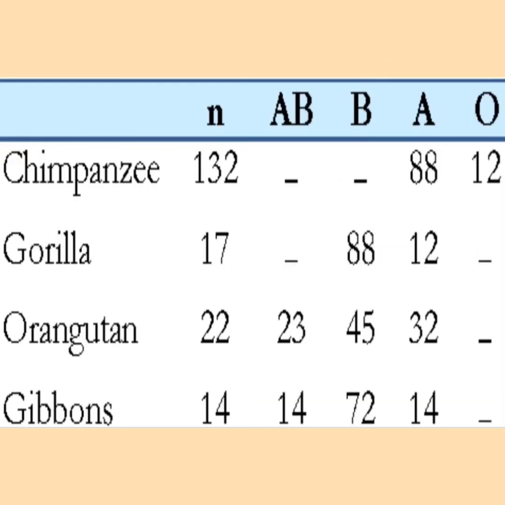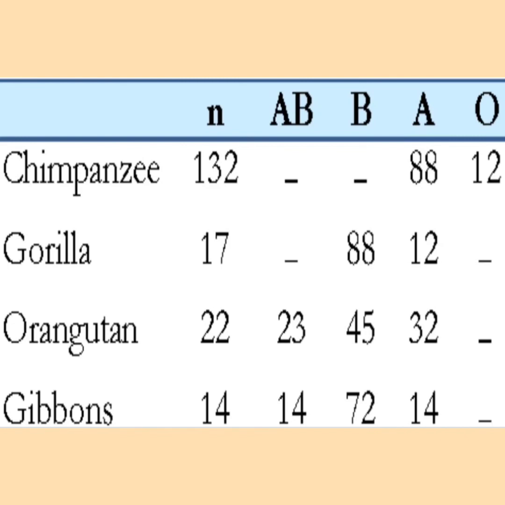When you take the chimpanzee, the number of chromosomes is 132. About 88% of the animals are A blood group and 12% of the animals are O blood group. In gorilla, chromosome number is 17. The B group is 88% and the A blood group is around 12%.